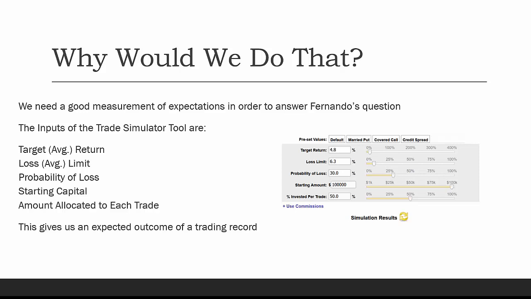This will allow us to run a simulation, flip a coin 100 times. Heads, we make the average target return. Tails, we lose the average loss on the losers, and it's going to run through that win ratio through 100 trades to see what we might end up with as a simulation at the end of 100 trades.